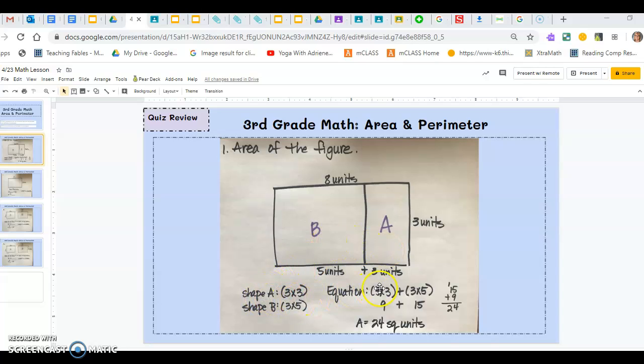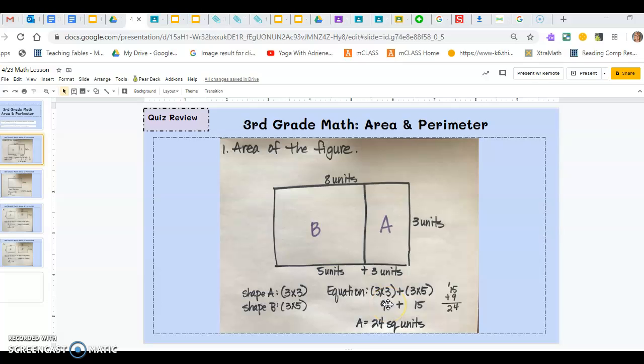So shape A, to calculate the area, the space inside, is length times width. Length times width, 3 times 3. Oh, look, that's what I wrote. Okay, B is 3 times 5. 3 times 5. So there's my equation. I asked all of you to write out an equation in our math warm-up. Very few of you followed the example.